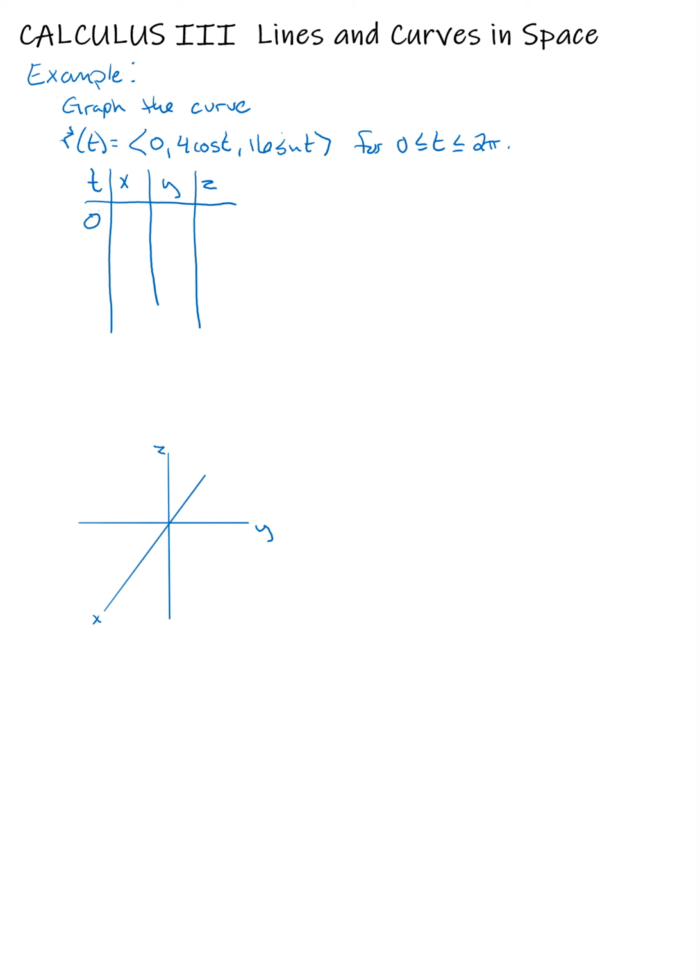Let's use 0. If t is 0, well, obviously our x value, the first component, is 0 and will always be 0. For y, cosine of 0 is 1. Multiply that by 4, we get 4. And the z value, 16 sine of 0. Sine of 0 is 0. 16 times that is still 0. So there's our first ordered triplet, 0, 4, 0. And yes, you could think of this as a point, but you do want to consider the vector that goes from the origin to that point.